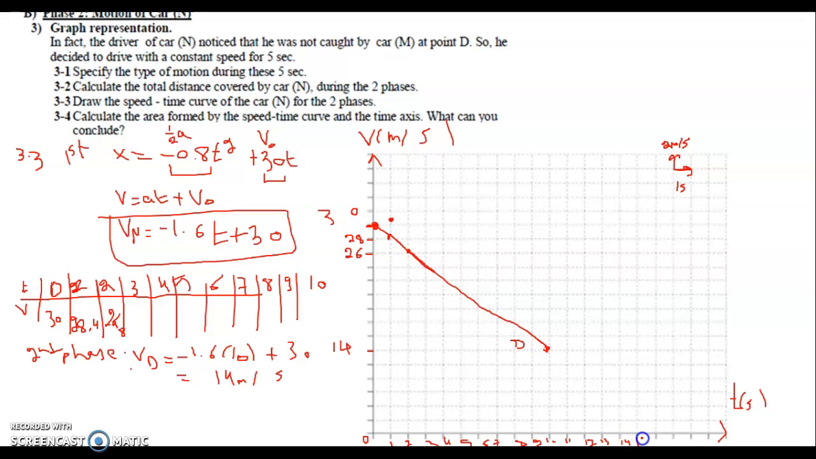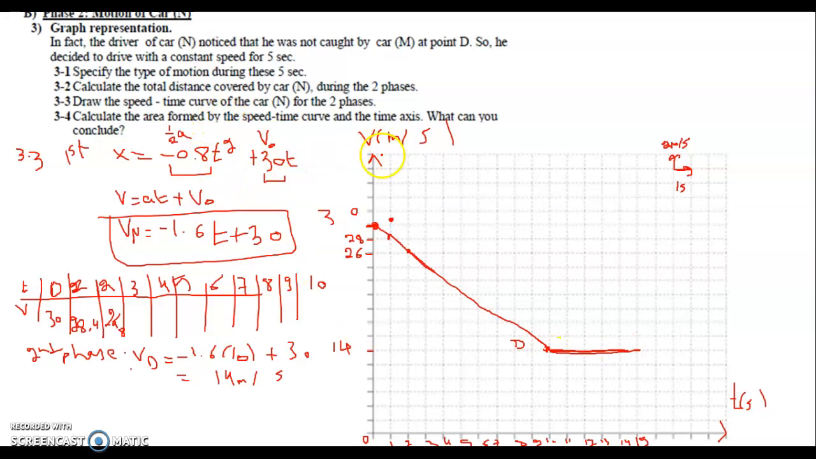Another note here, the same note as that for the first phase. Do not exceed 10 seconds for the first phase, and do not exceed the 5 seconds for the second phase, because we don't have any given about what happened after this time. They only told us that he kept on moving at constant speed for 5 seconds. So we have only to represent this constant speed within only 5 seconds. So till 15. This is the right representation of the V versus T.